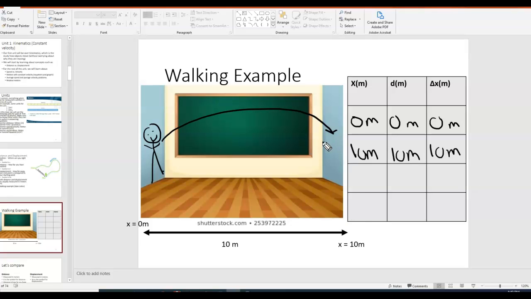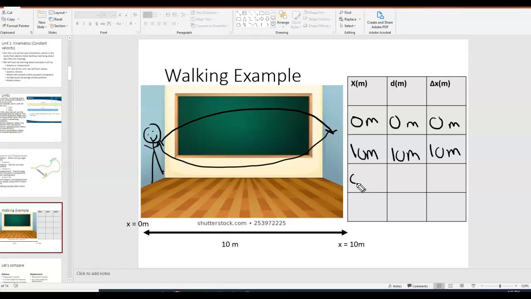Watch what happens now. I'm going to walk from the right side of the room, and I'm going to go back all the way to where I started. So in other words, I've now walked back and forth across the room. What is my position now?